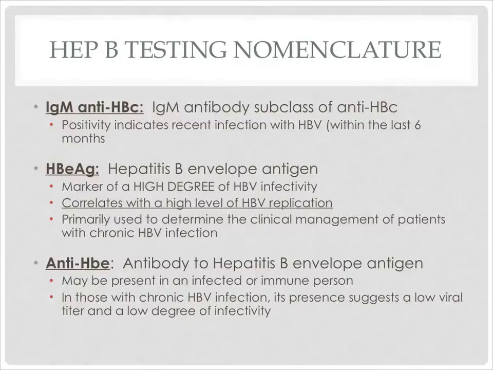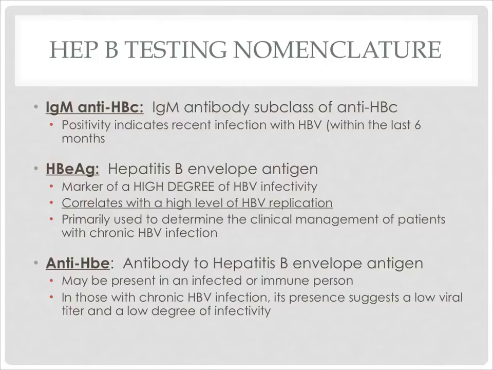Moving on here now to the hepatitis B envelope antigen. This is a marker of infectivity, meaning that people who have this have a high association with rapid replication of the virus, and so getting blood from this patient into your system would significantly increase your chances of getting hepatitis B. These folks are rapidly replicating this virus and are highly infective.